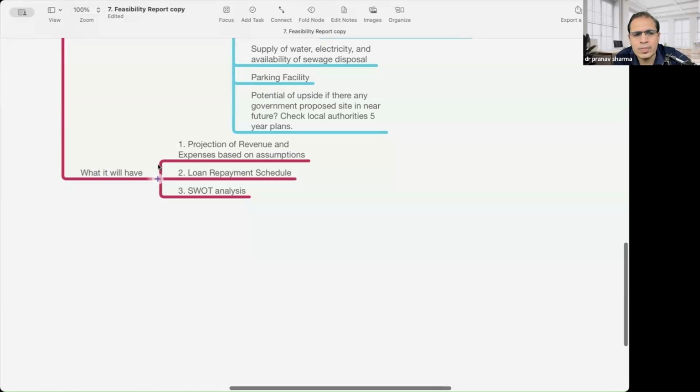You have to put your project under this SWOT analysis and see what strengths you have, what weaknesses you are having in your project and rectify that, what opportunities are there, what threats are there. You have to take the corrective and preventive action according to the threat analysis.